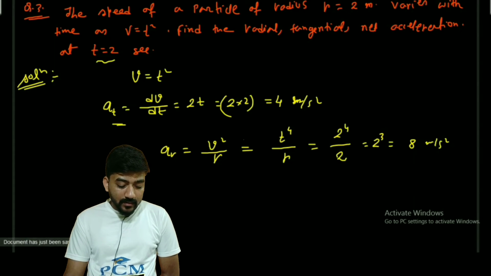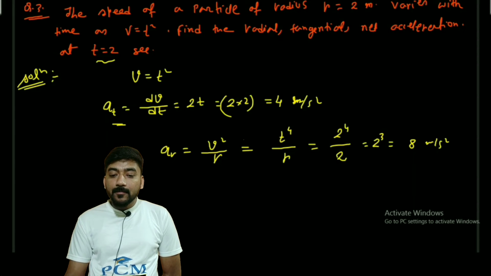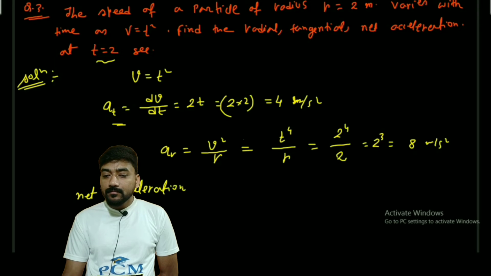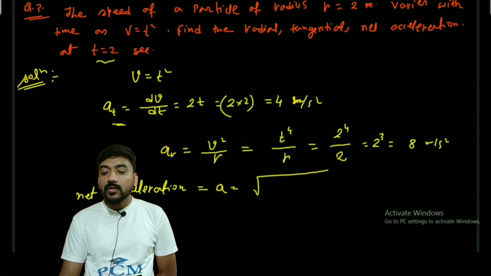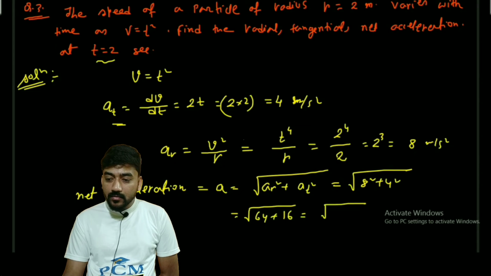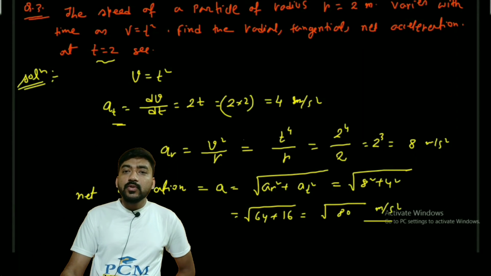So what will be the net acceleration? Net acceleration will be equal to a, that is root of ar square plus at square, and here ar is 8 and at is 4, so it will be 8 square plus 4 square. So it means root of 64 plus 16, so that is root 80 meter per second square. Okay, so this is how you can solve these kinds of problems.